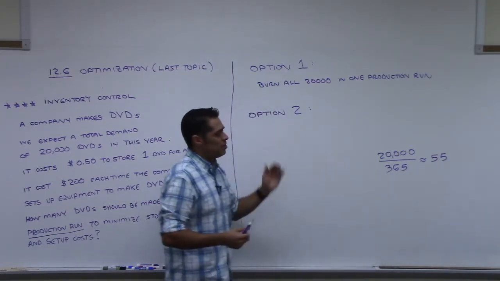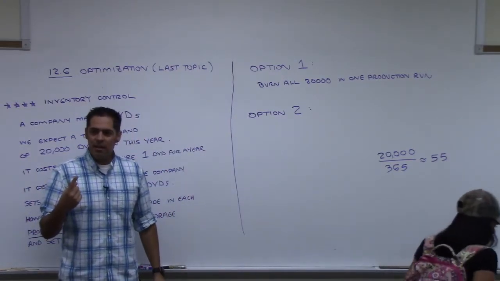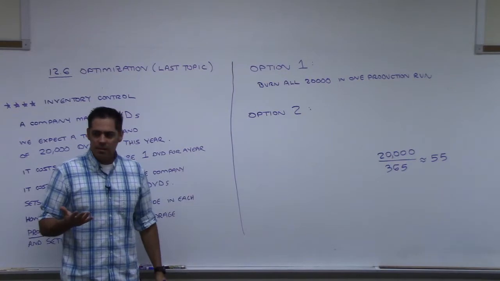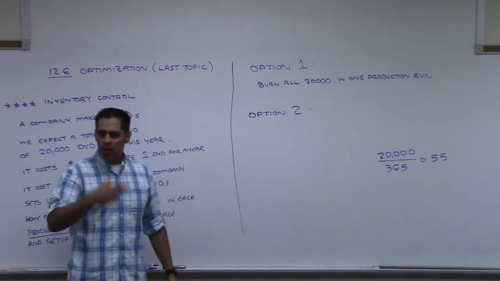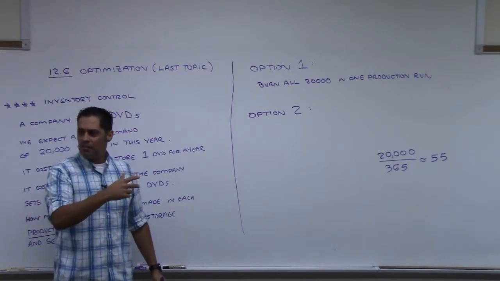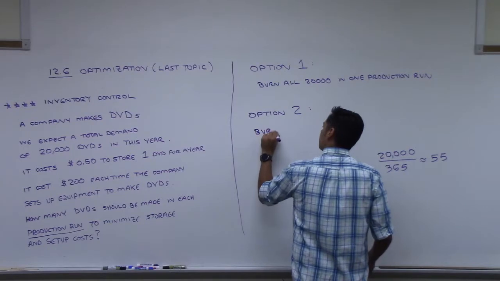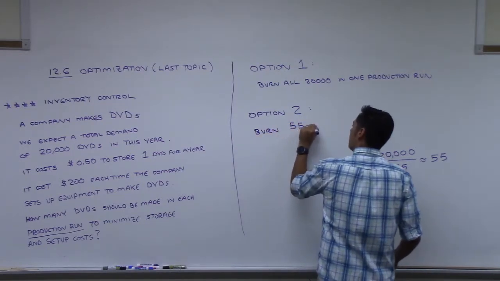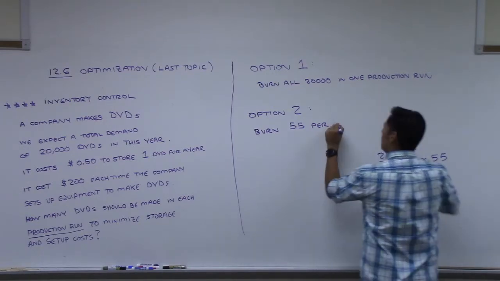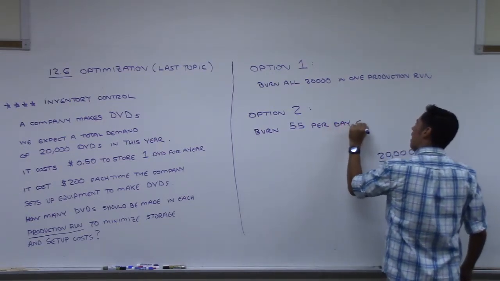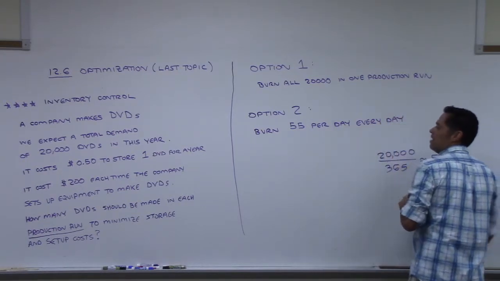This way, option 2, why don't we just set up the machine the first day, right, and burn 55 copies, and we'll sell them all. And then we set it up the second day, burn another 55, and sell them, right? So this one would be burn 55 per day, every day. So what are the pros and cons to this?